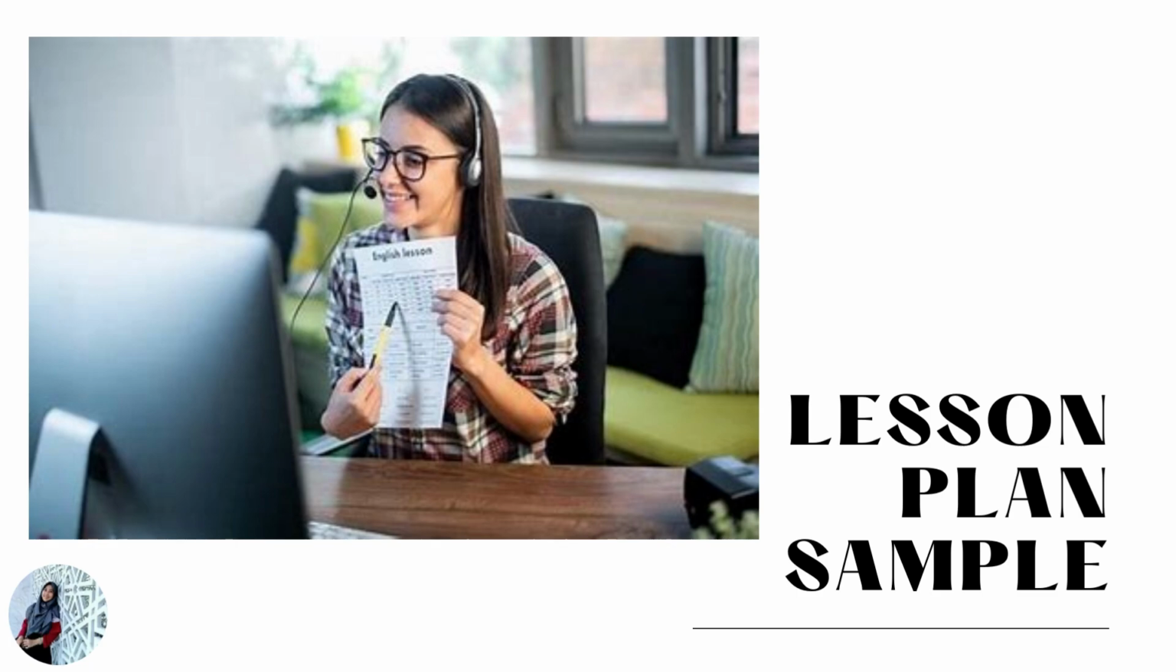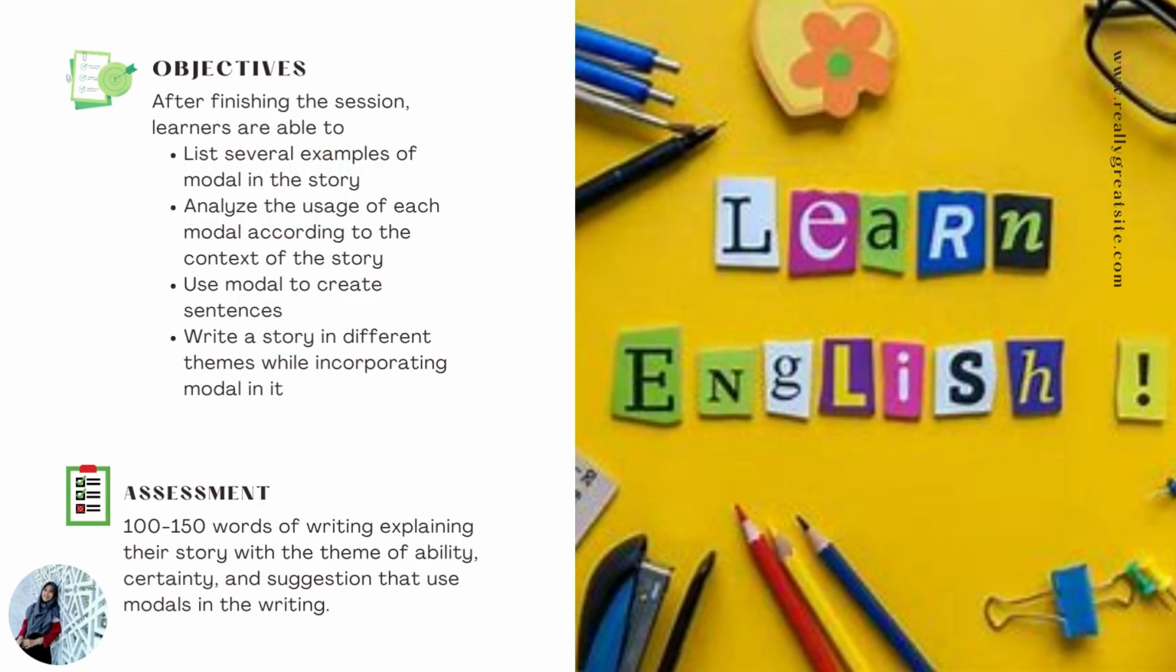There are four objectives that we are going to achieve by utilizing this sample lesson. So, for the objectives, after finishing the session, the learners are able to: number one, list several examples of modals in the story; number two, analyze the usage of each modal according to the context of the story; number three, use the modals to create sentences; and number four, write a story. The modals that we will be using consist of only four: can, will, should, and must.